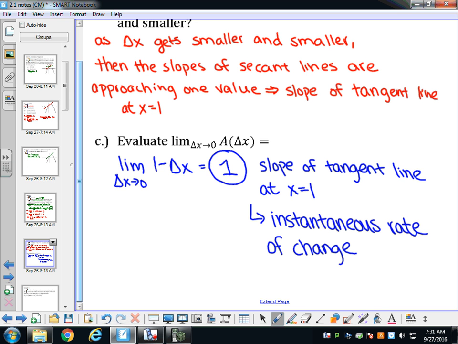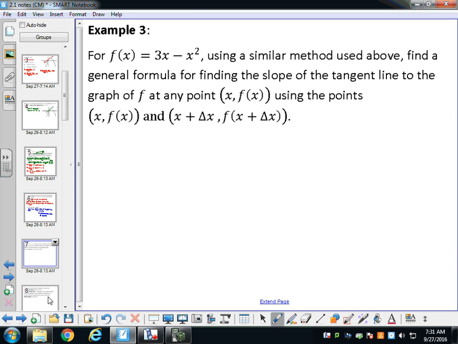All right, so what we're going to do now is keep working with the same function, but instead of always evaluating it at 1, I want to come up with a formula so that I can evaluate it at any x value that I want. So I can find the tangent of any x value, the slope of any tangent line, at any x value.